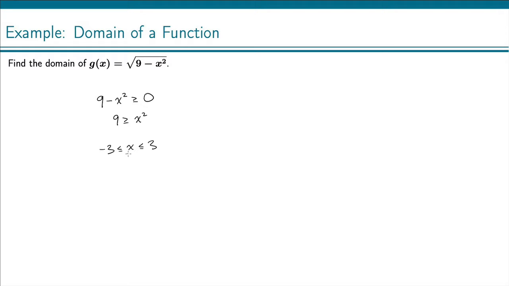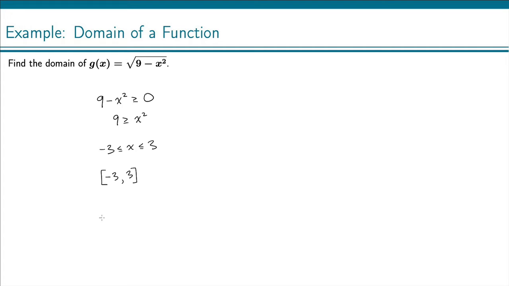And so for our domain then, this is our answer in inequality form. We could also write it in interval notation. I'm going to write in interval notation here. We're going from negative 3, and we can equal negative 3, so we put a bracket there to indicate that x can equal negative 3. And then we go all the way up until 3. And again, we can equal 3, so we put a square bracket there as well. This is our interval notation for the domain.